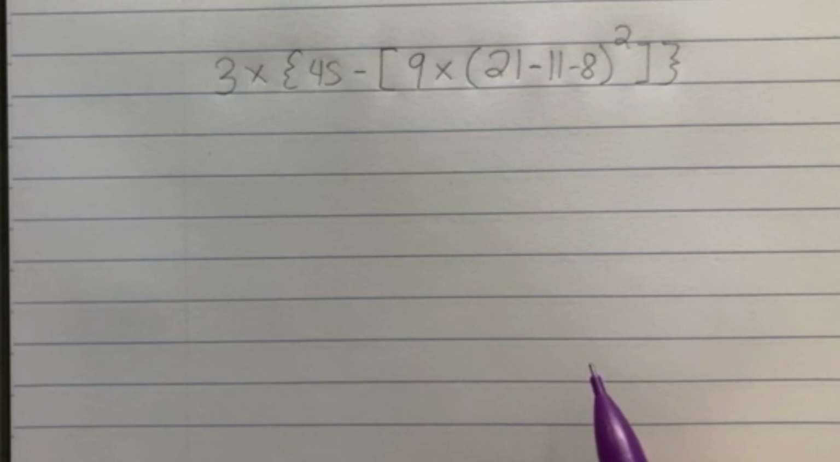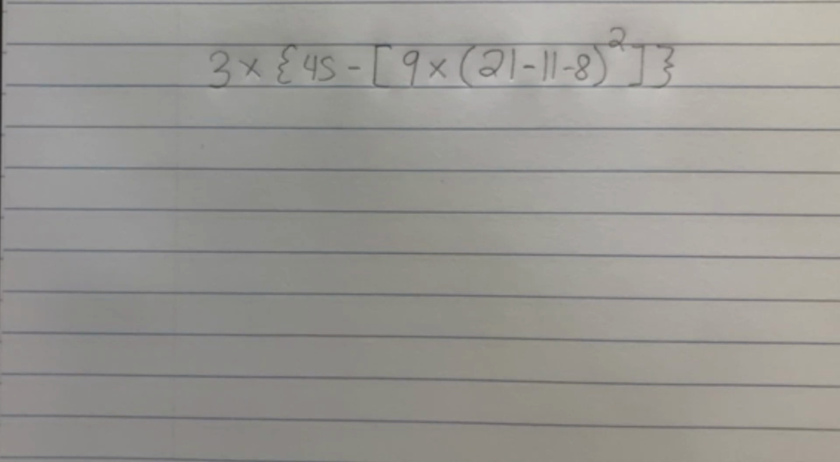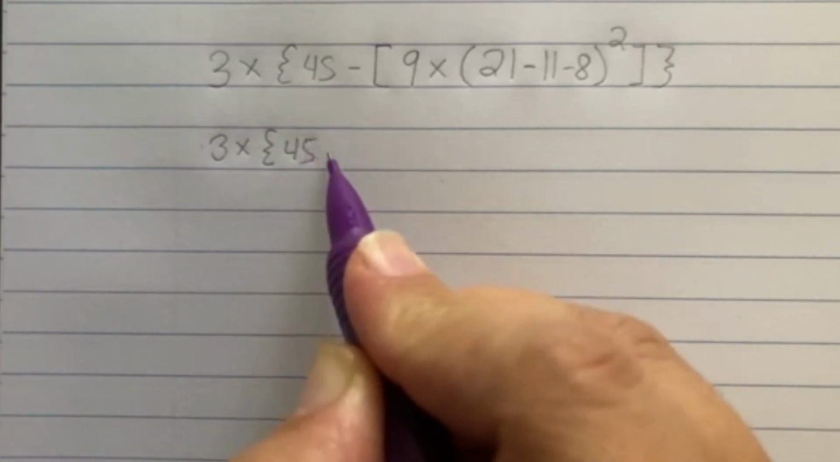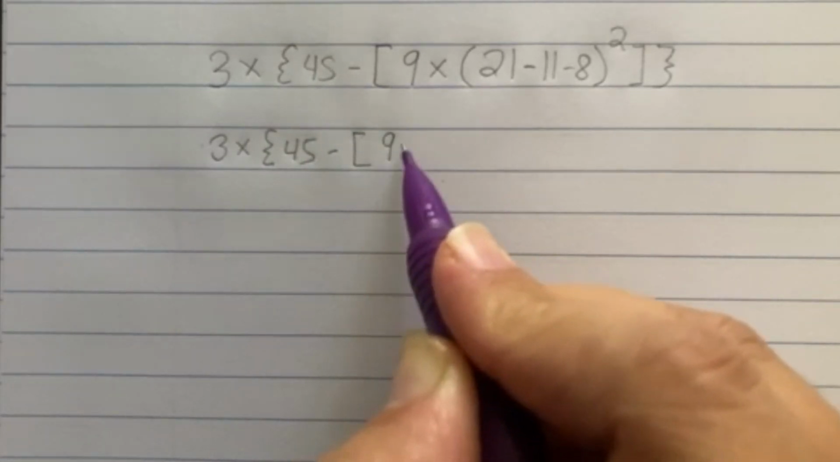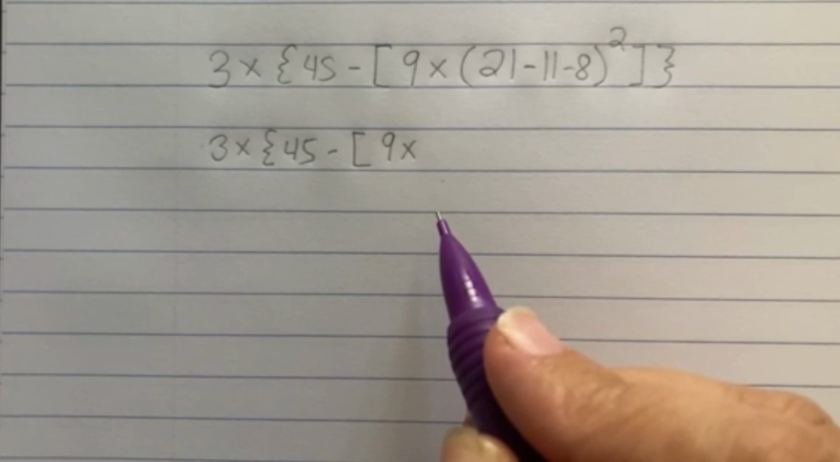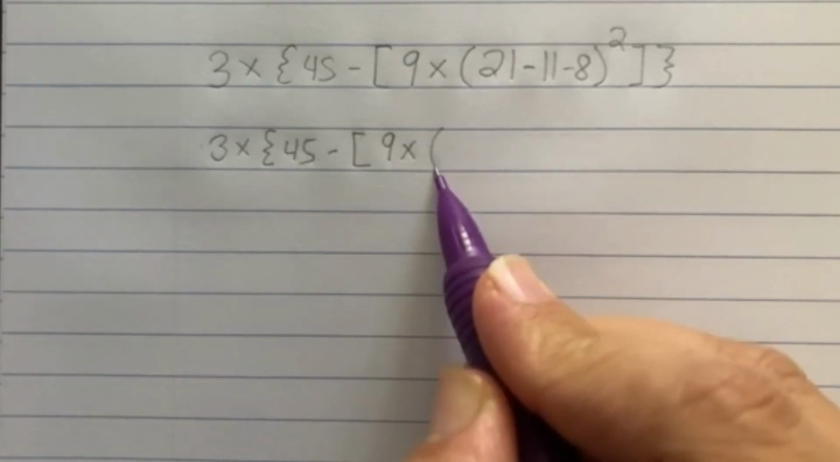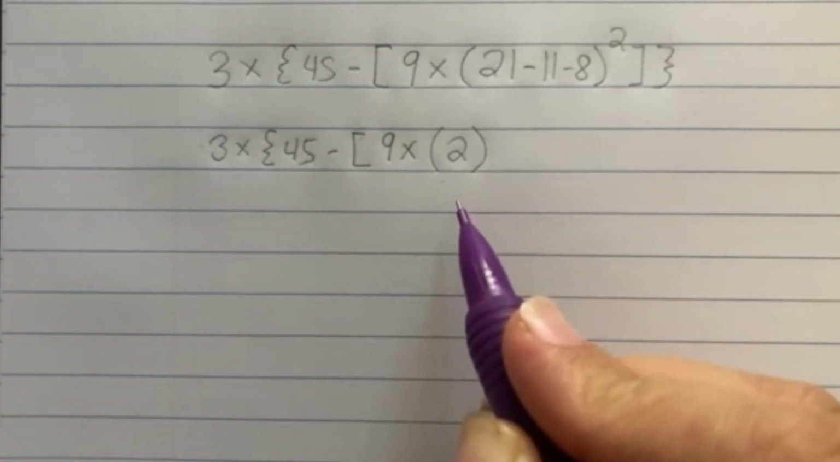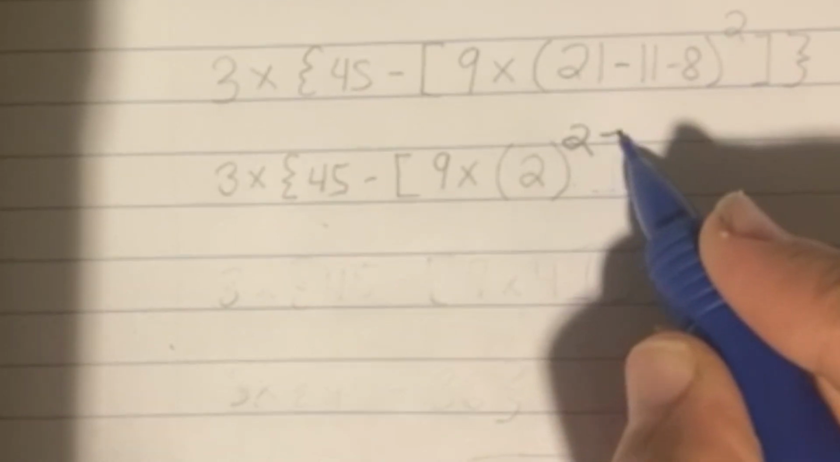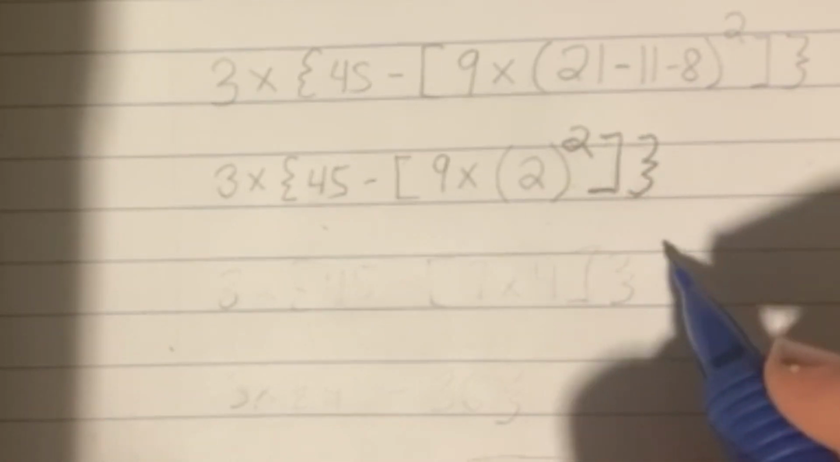All right, again, with this problem, we see all 3 types of our parentheses we have: brace, bracket, and normal parentheses. We're going to deal with our innermost parentheses first, and we're going to have 3 times, open brace, 45 minus, open bracket, 9 times, and we're going to solve what's in parentheses, 21 minus 11 minus 8. So solving what's in that parentheses, we're going to have 2. And we still have it raised to the second power. So we're going to keep that, and we're going to move on to our close bracket and close the brace.